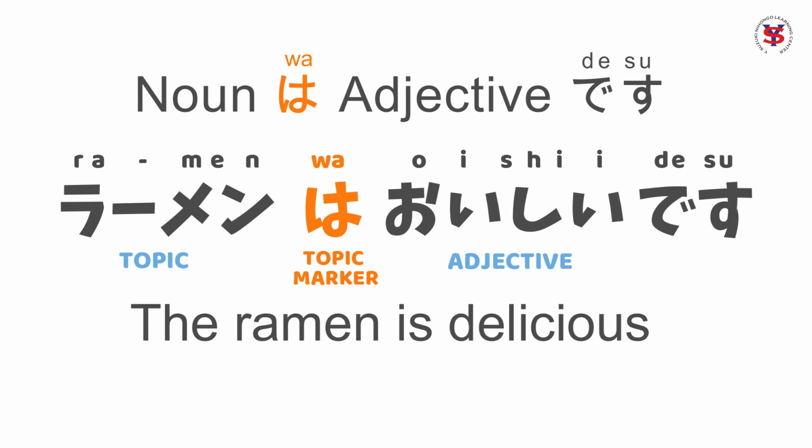Now, paano naman natin gawing negative ang sentence na ito? Ramen wa oishii desu. Or, the ramen is delicious. Sundan lang natin ang pattern. Bigyan natin kayo ng 5 seconds. Ready?